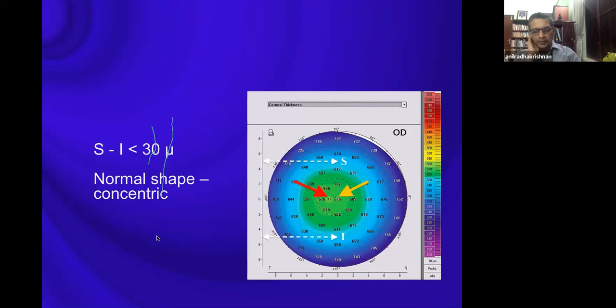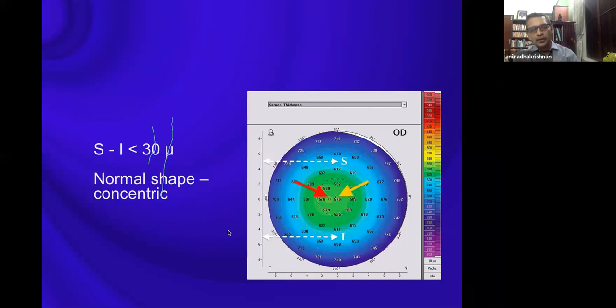We'll come into more elaborate discussion of interpretation of PentaCam data later. So this is another thing which you have to consider, just like what I was telling in the topography interpretation. Between two corresponding points, at the same point, you have to see how much is the change in the thickness, this area versus this area. If there is a change of more than 30 microns, that should be considered significant.